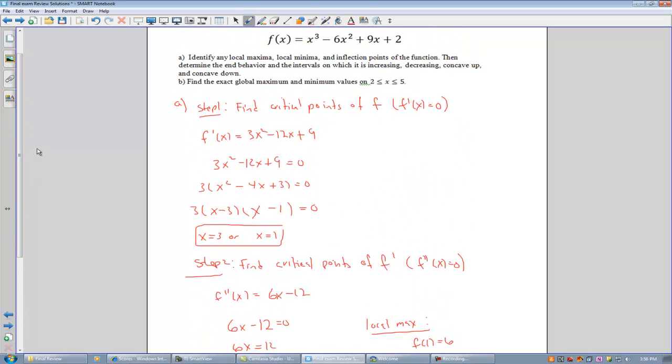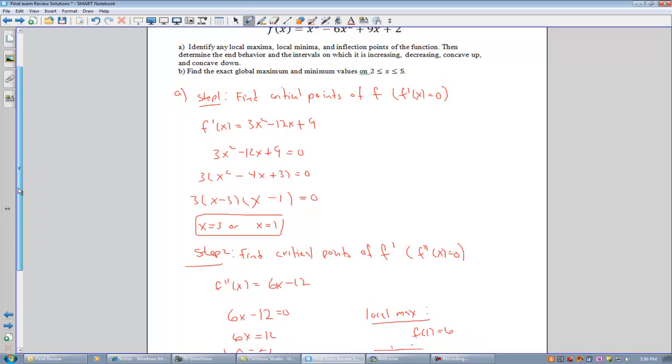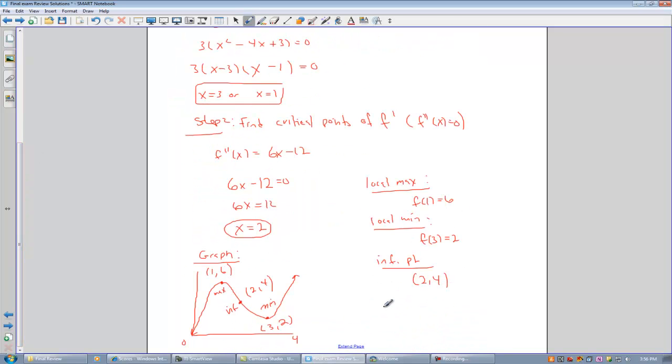And now I want to figure out the end behavior. Okay, so I can look at the picture and figure that out. So end behavior.